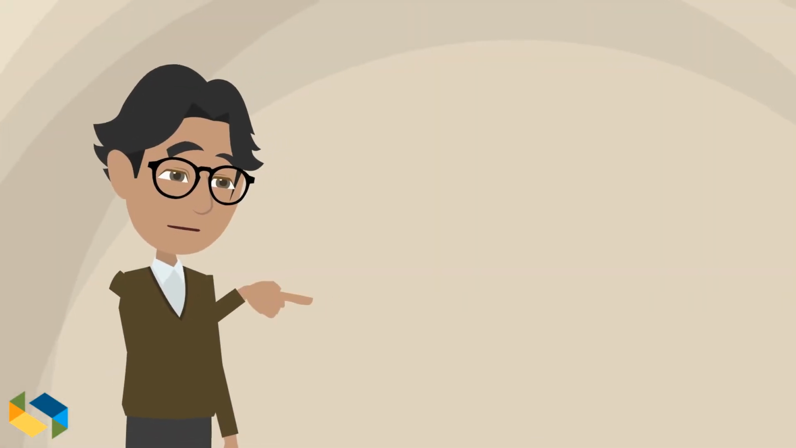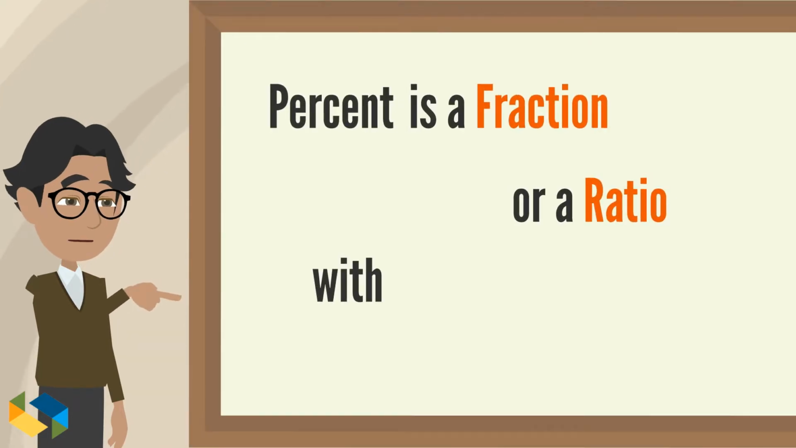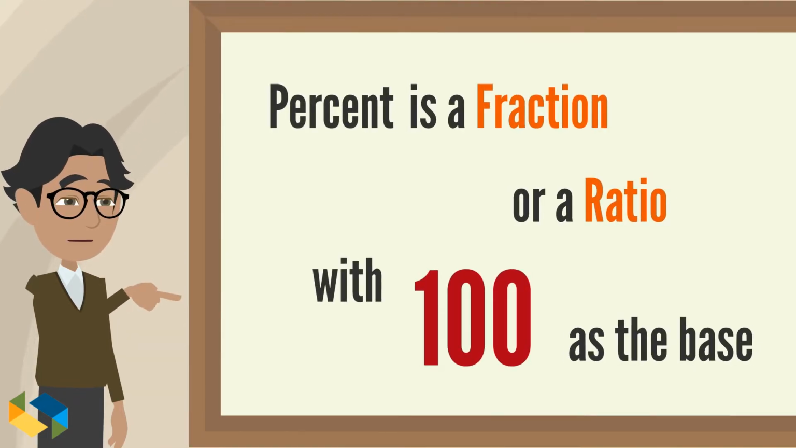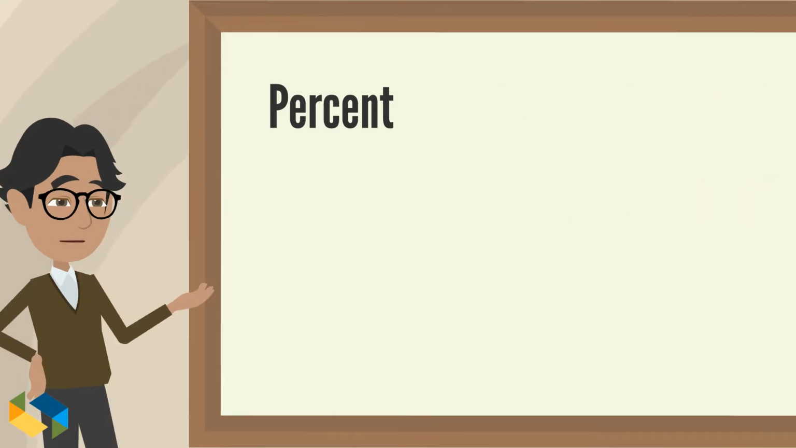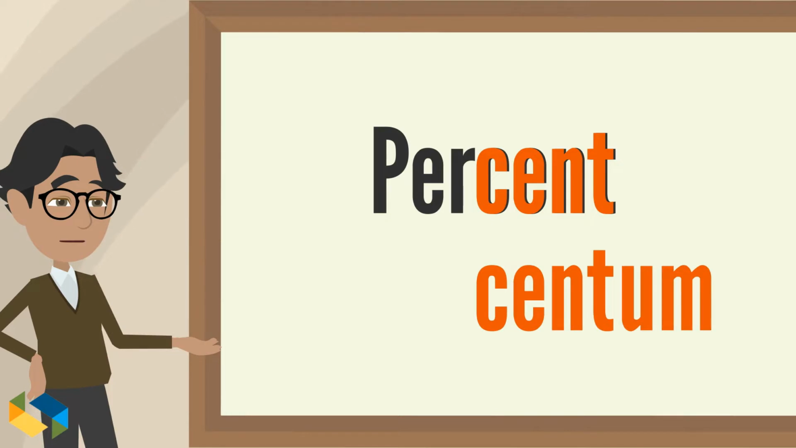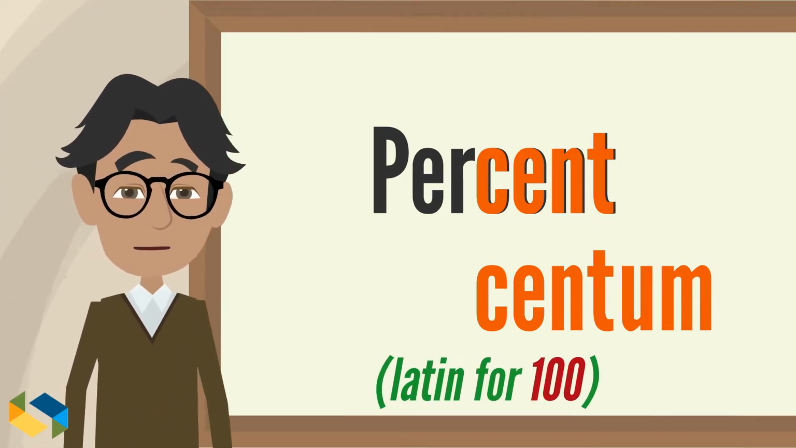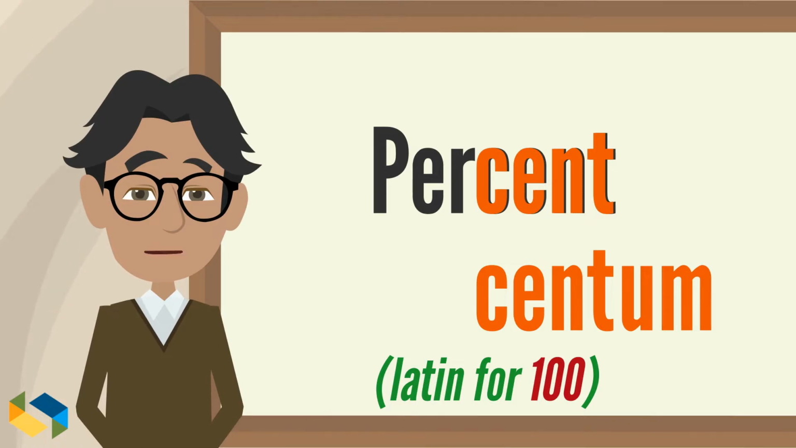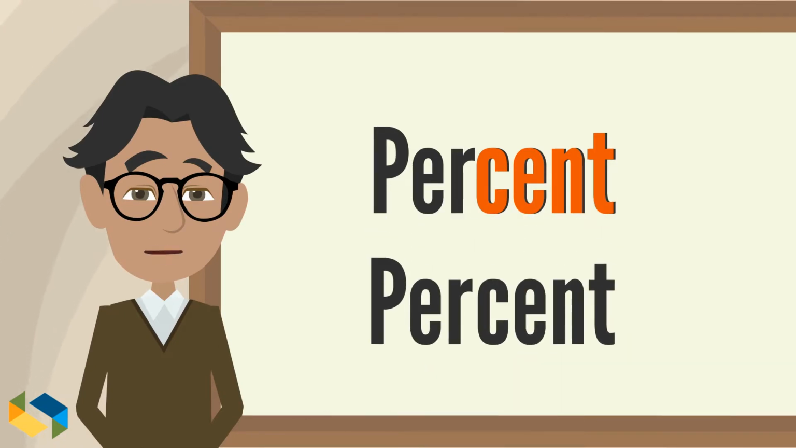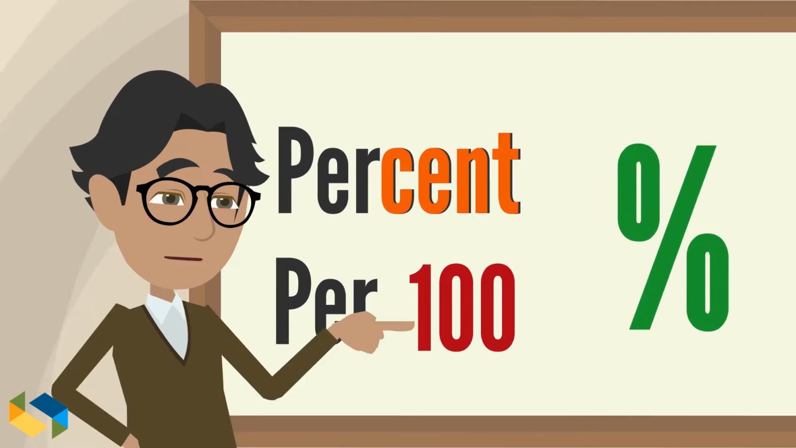Simply speaking, percentage is a handy way to express a fraction or a ratio with 100 as the denominator. The cent in the word percent in fact stands for centum, which is Latin for 100, like in a century. Got it? So percent means per 100, and it's shown with this symbol.